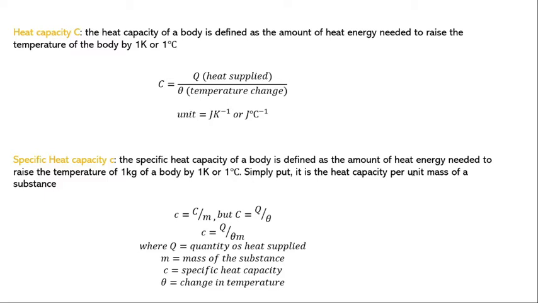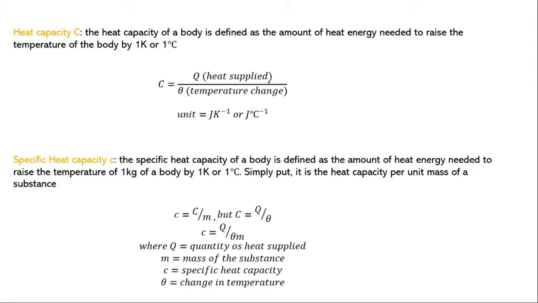So we can see that from this definition over here, that is the heat capacity per unit mass of a body or a substance, the specific heat capacity, which is the small c over here, is equivalent to the heat capacity, which is the capital C we have over here, on the mass of the body.